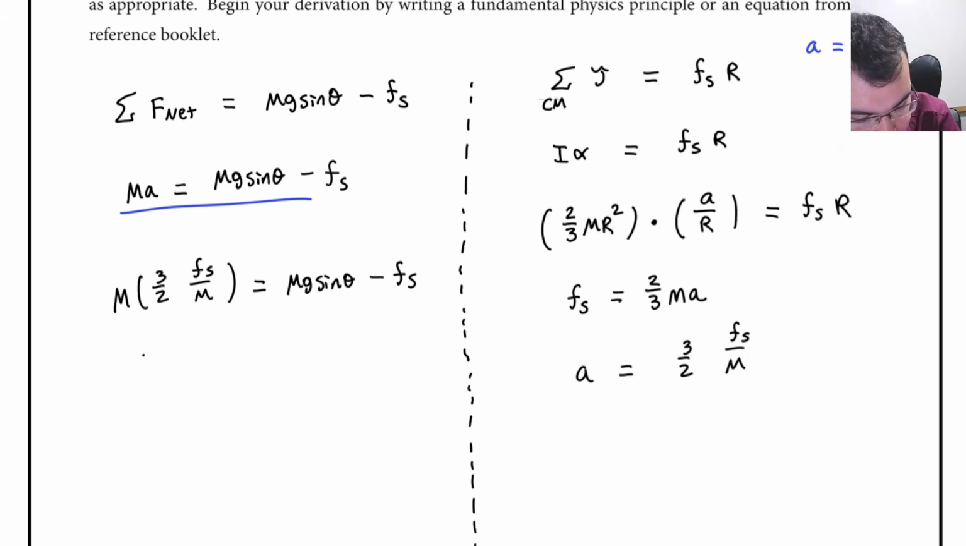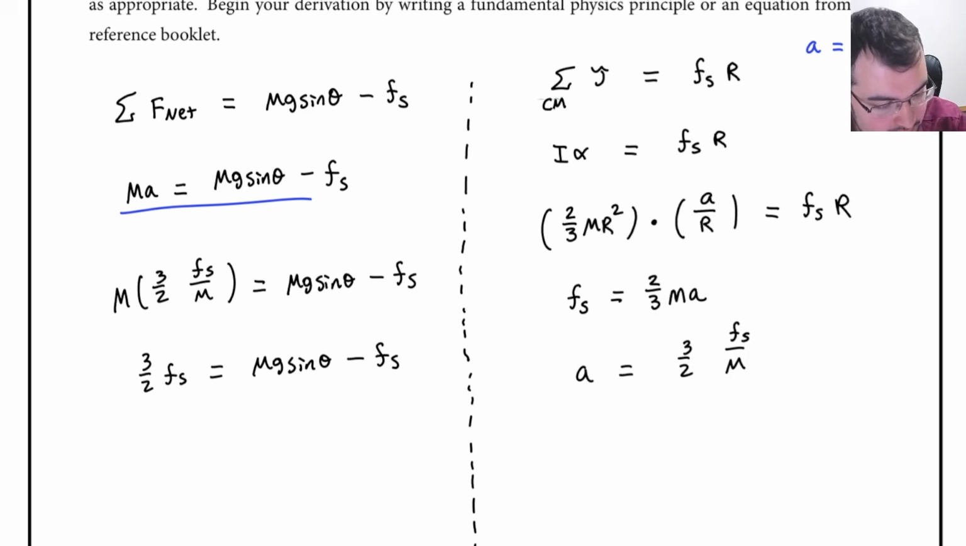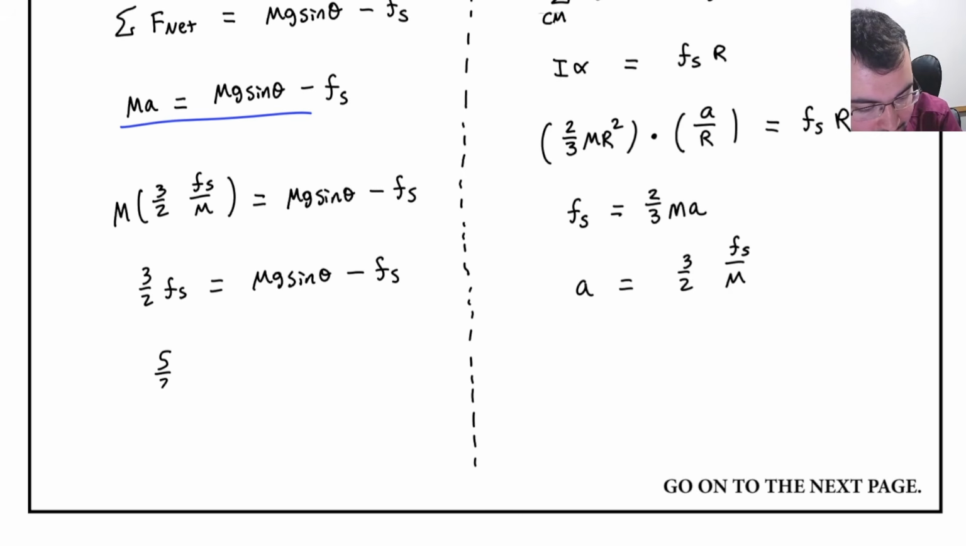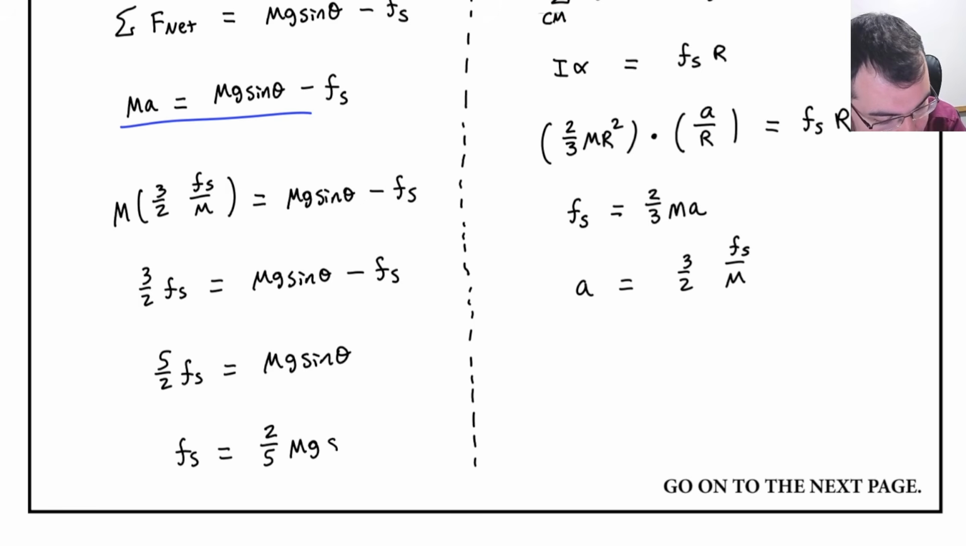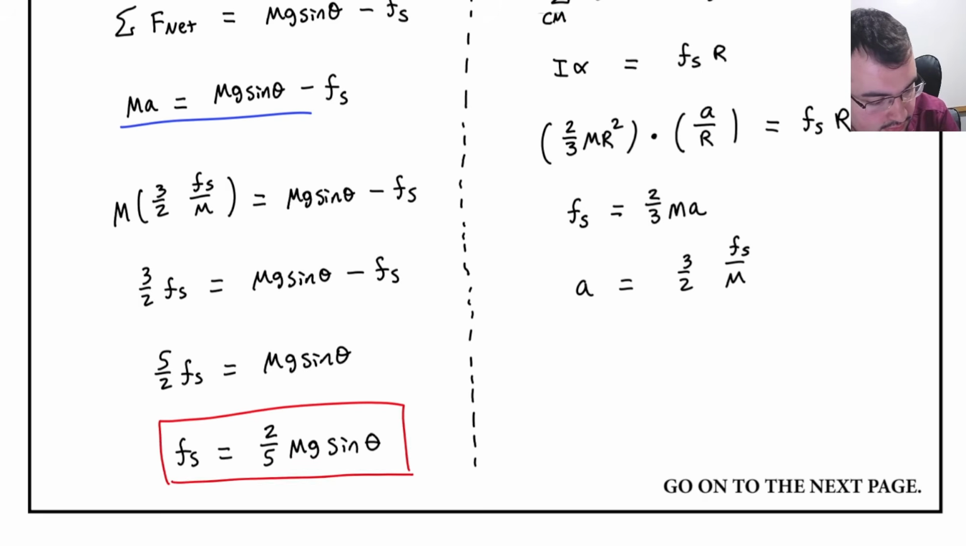So I would get 3/2 Fs equals mg sine theta minus Fs. So I'd get 5/2 Fs is equal to mg sine theta. So I would get Fs is equal to 2/5 mg sine theta. So there is our answer there.